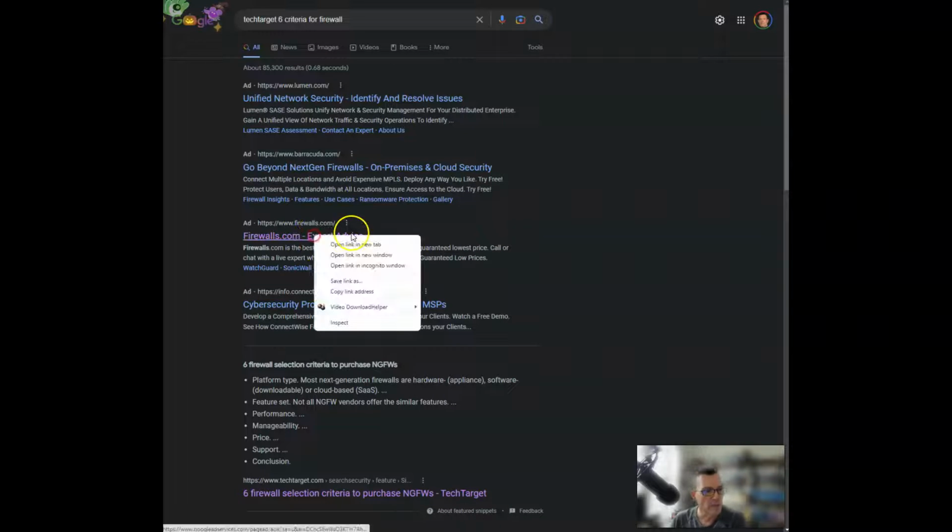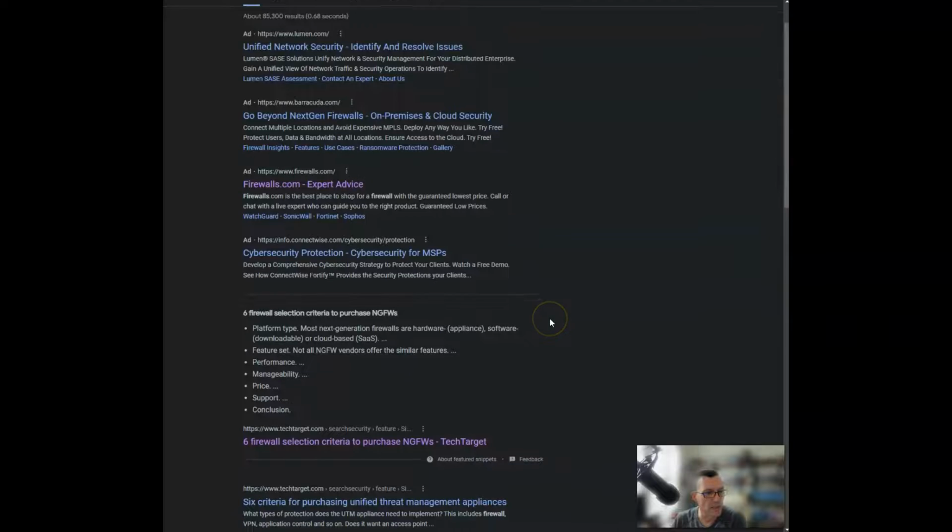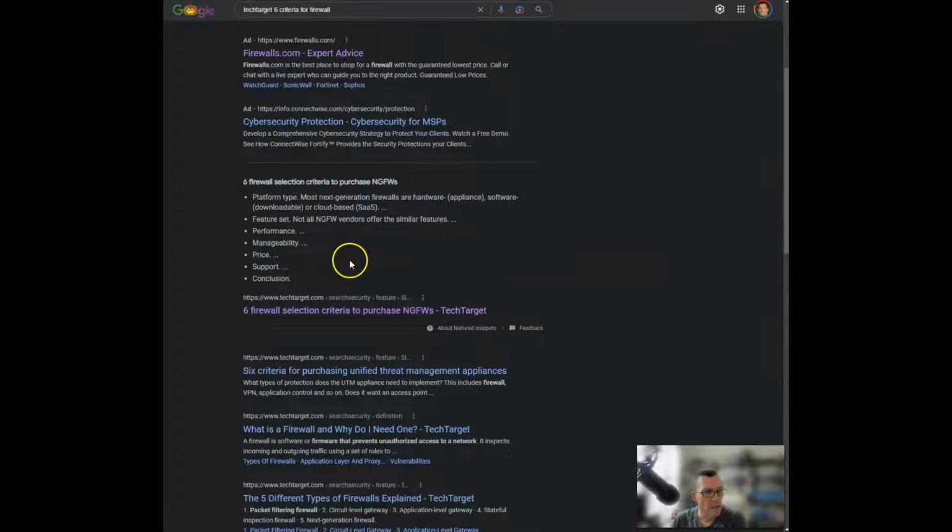I'm also going to go to firewalls.com here. And so here it is right here. This is the one I was looking for. Yeah, and it is a TechTarget one. So TechTarget says, well, what platform do you need to support? Like hardware, software, cloud. What feature sets do you need? What performance, manageability, price, support, conclusion? Those are really good criteria for this discussion question.